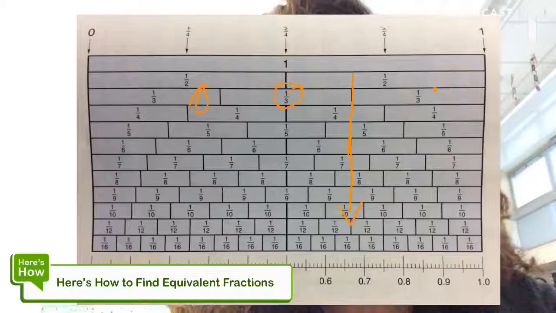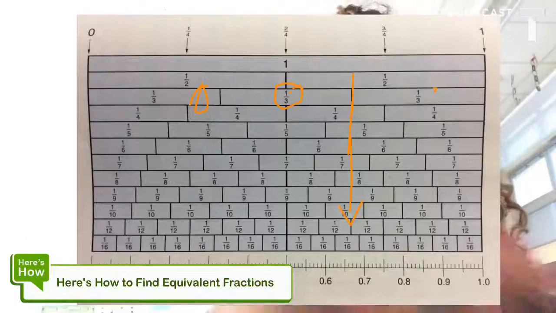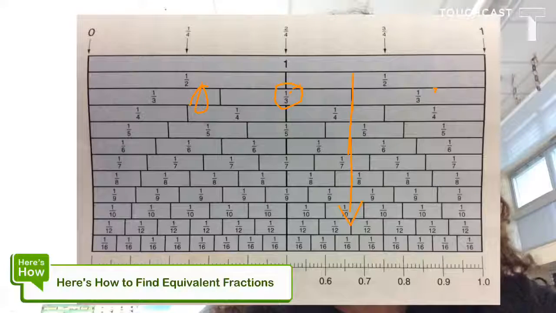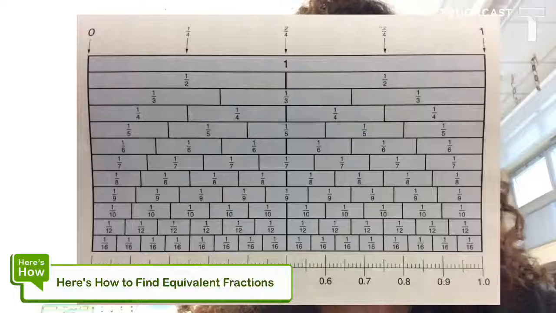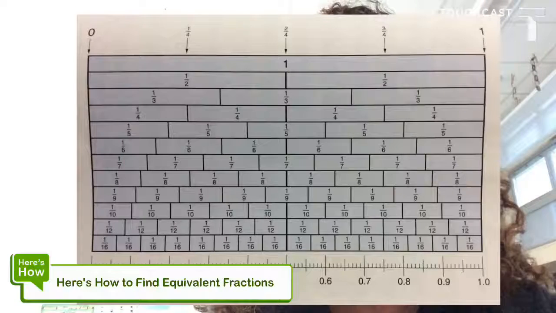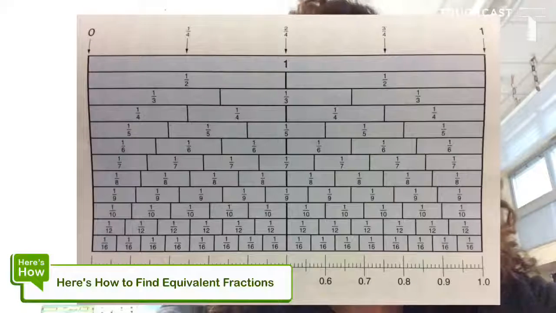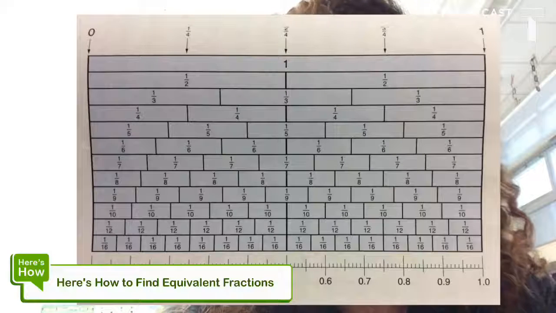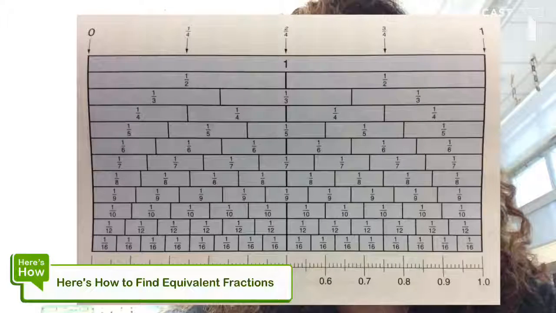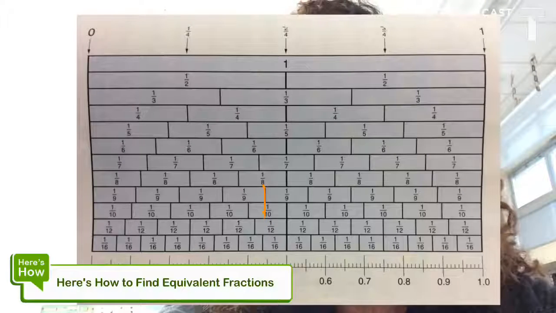Another use for the fraction stick chart is comparing fractions. So let's compare 4/9 and 3/8. We need to look at the 8th and 9th rows. Let's count over on the 9th row 4 lines. 1, 2, 3, 4. Our line is right here.